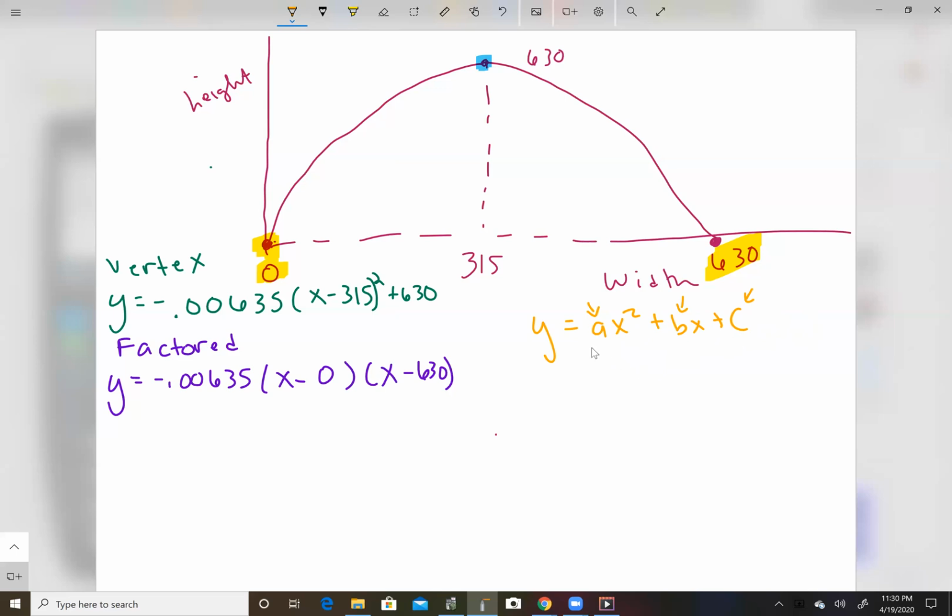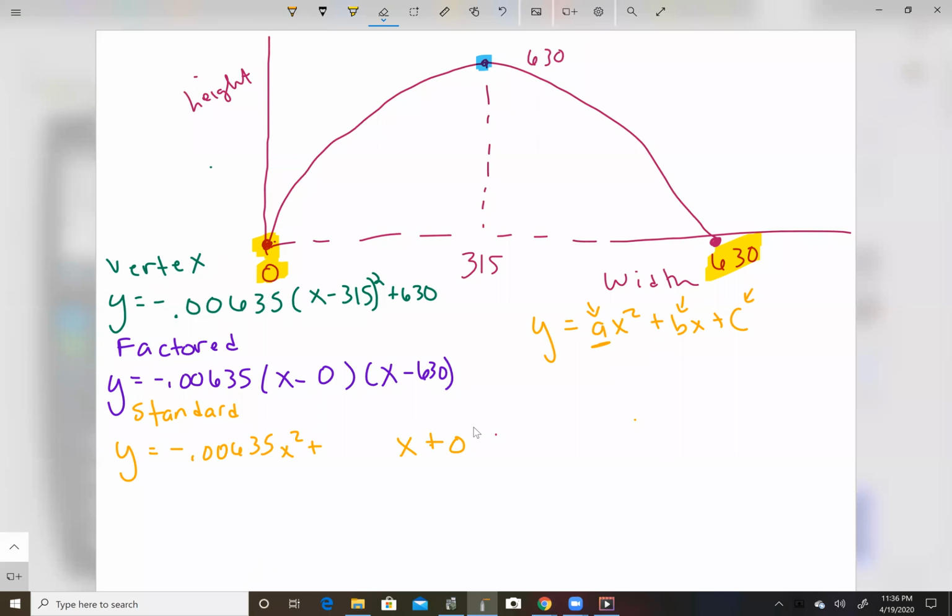So here we have our a. We already know our a, so let's do standard form, and it's going to look like y equals negative 0.00635 x squared plus, we don't know what that is, but we know we're starting at 0, so we're just going to add 0 at the end because we're starting at the ground. And I'm going to pause this for 1 second.